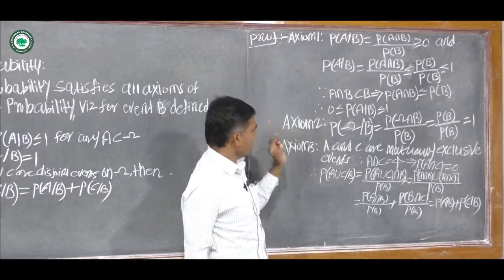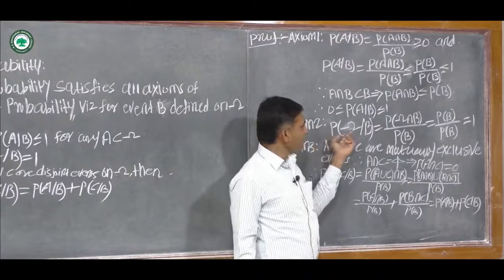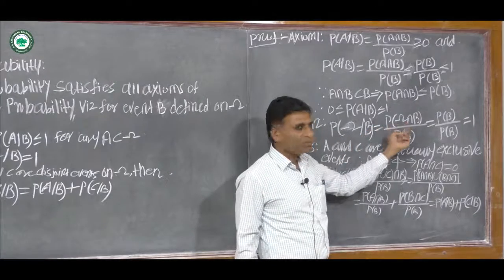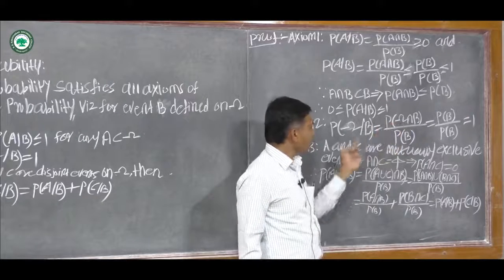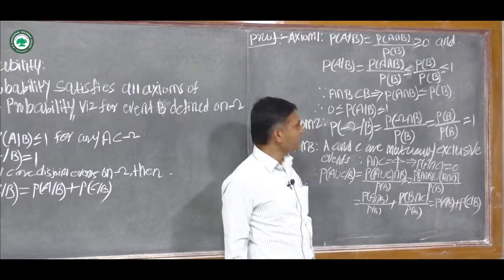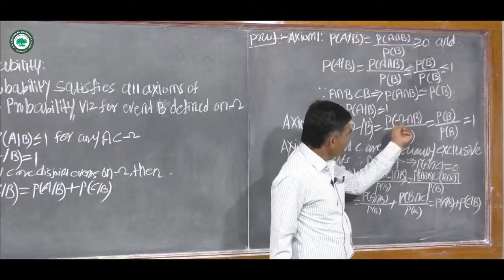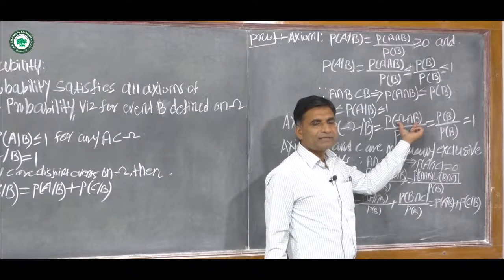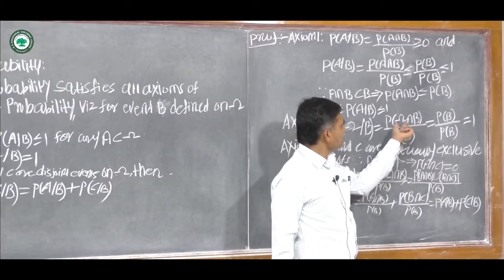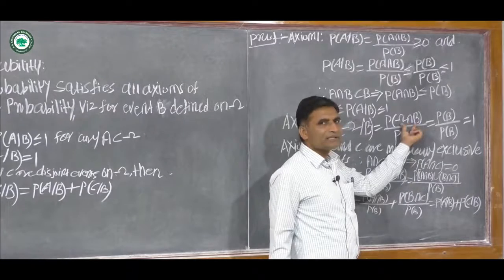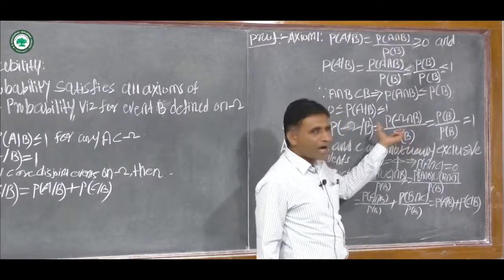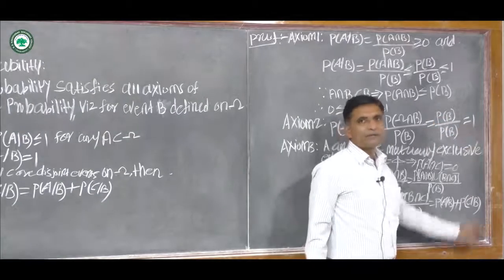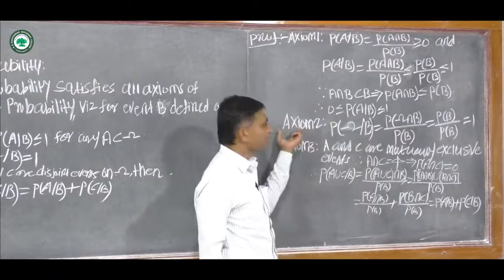Now axiom number 2. Probability of omega given B is equal to probability of omega intersection B upon probability of B, by using the definition of conditional probability. Now the intersection between omega and event B is equal to B, that is, common elements between sample space omega and event B, which is equal to B. Therefore we have probability of B upon probability of B, which is equal to 1. Hence the axiom number 2 is proved.